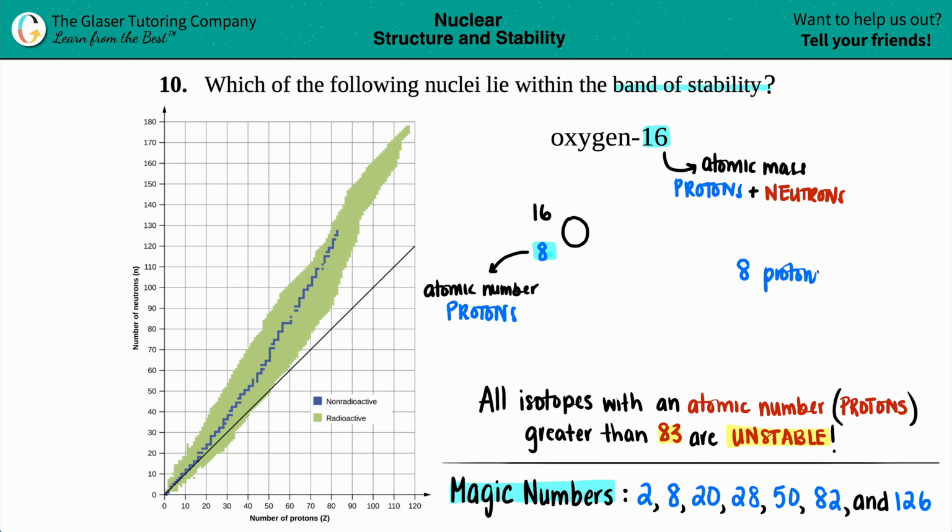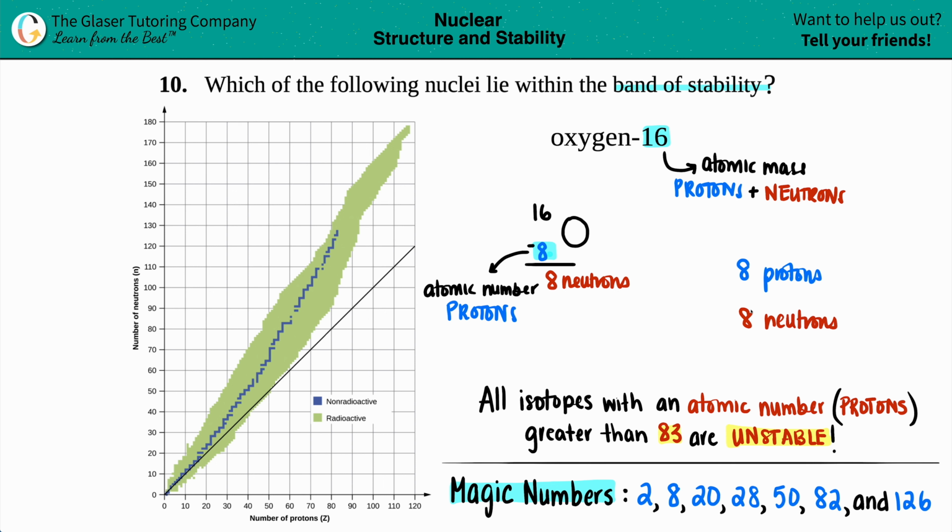But now how are we going to find out how many neutrons we have? Well, if the mass is protons plus the neutrons, and the 8 is just the protons, yeah, you got it. We can subtract the two numbers to get the number of neutrons, and 16 minus 8 is 8. So we know that we have 8 and 8.